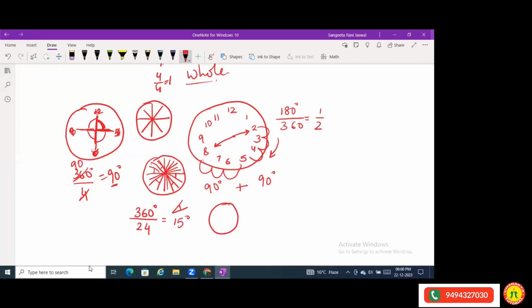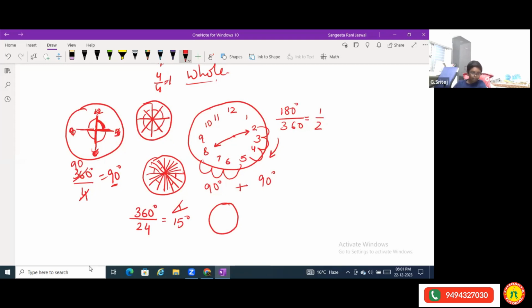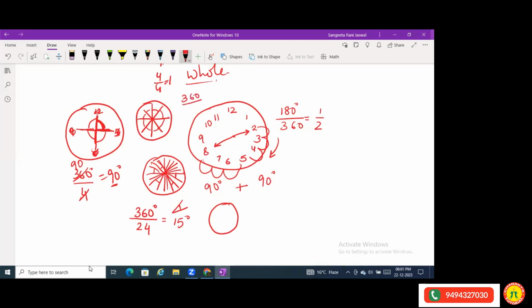Now you have 8 spokes: 1, 2, 3, 4, 5, 6, 7, 8. What is the angle between each spoke? Find out the angle between each spoke. Ma'am, is it 45? 360 divided by 8. Check it out. Ma'am, it is 45. He's correct. 45? Okay, that's nice.